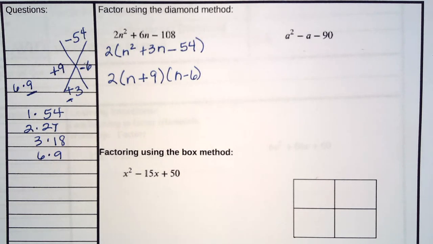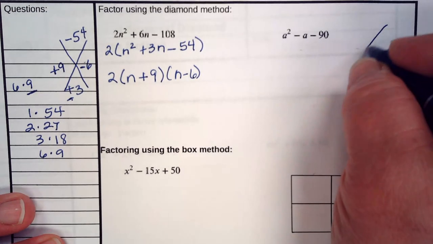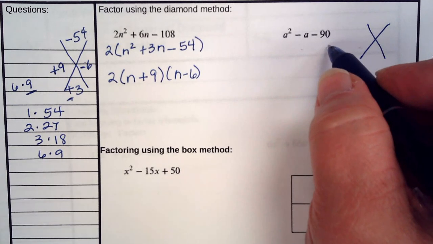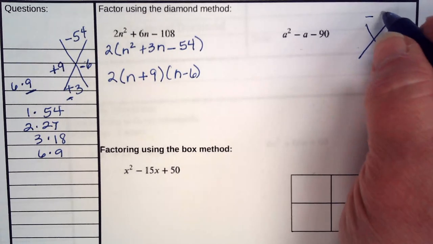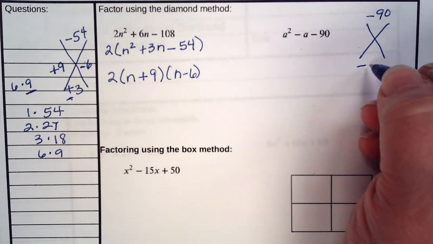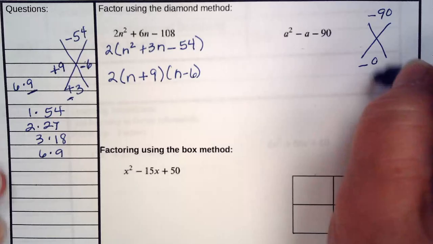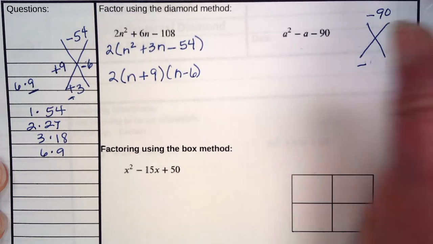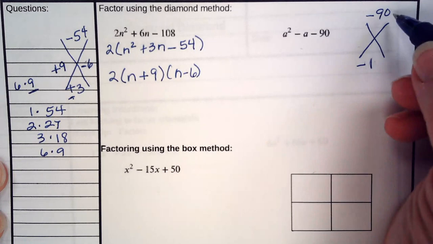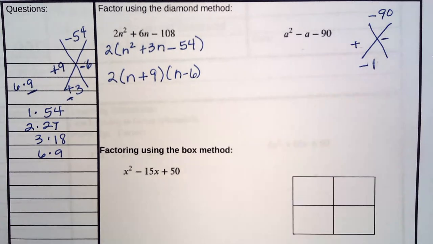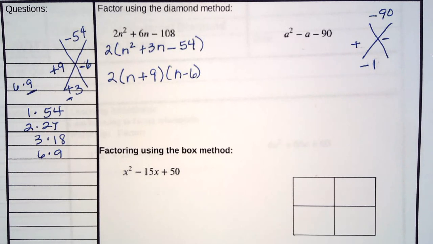For the second one on the diamond method, a squared minus a minus 90. I'm looking for numbers that multiply to negative 90, and when I subtract them, I get 1. The only way I can have a negative up here is if I've got a positive and a negative. What are my factors of 90 that differ by 1?